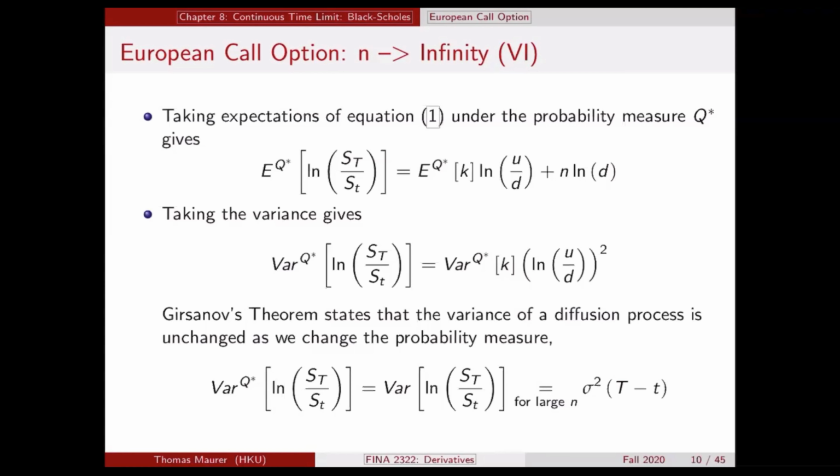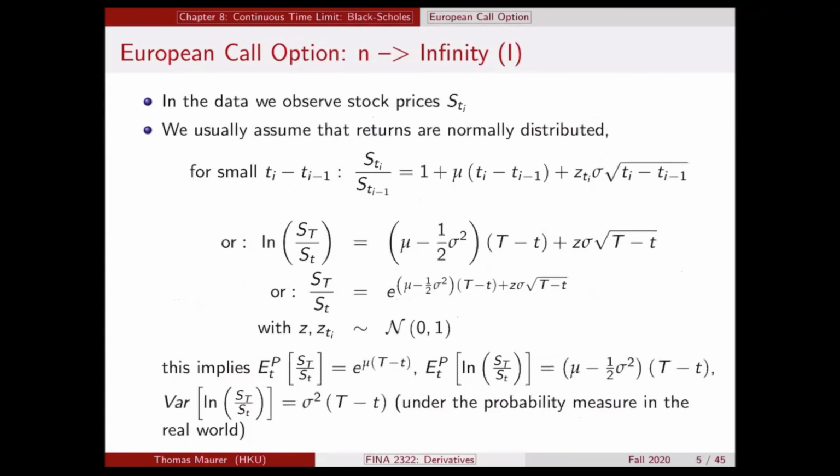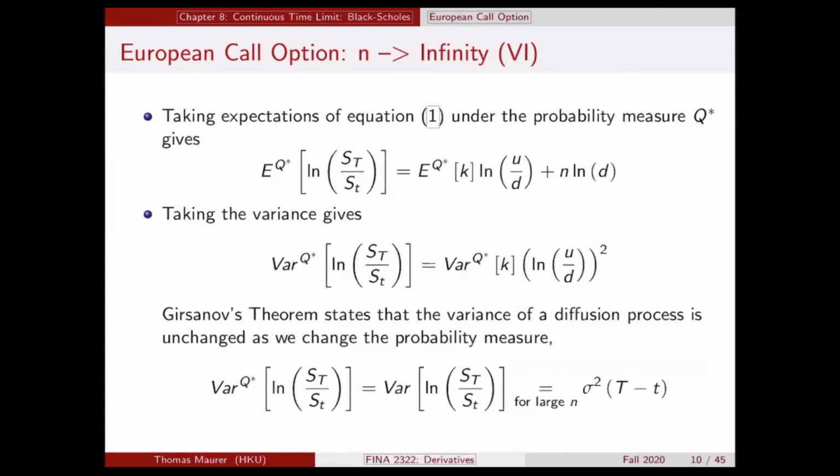One thing to note is that this expectation is under the Q star measure and the variance is under the Q star measure, while our assumption for the distribution of the log returns being normally distributed with this expected value and this variance are actually under the true world probability measure P. So this is what we observe from the data. Now, how do we compare these moments, these expectations and variances, from the real world probability measure P to this artificially constructed probability measure Q star?